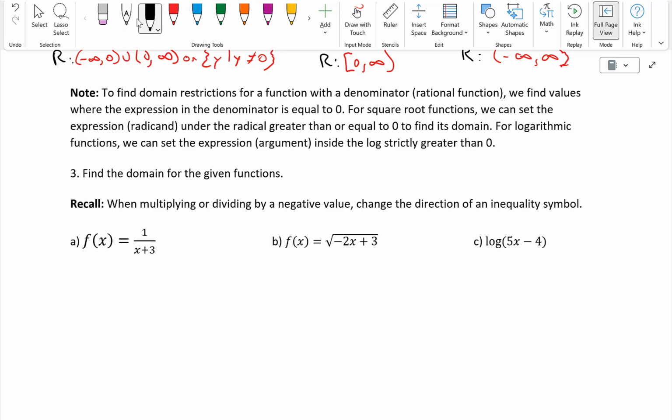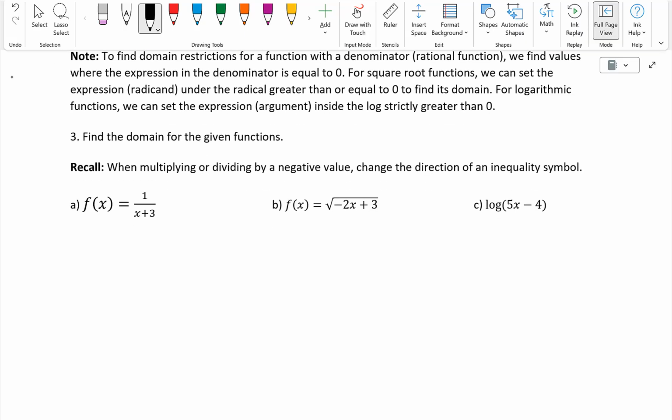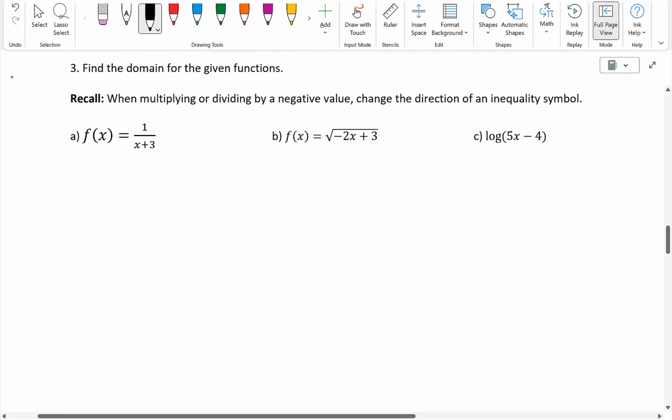So for 3, we want to find the domain for the given functions. And we have one recall here that's really for the second two. But when we are multiplying or dividing by a negative value, we need to remember to change the direction of any inequality symbol.